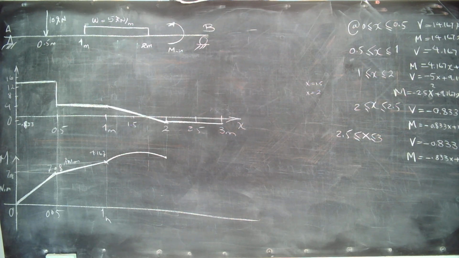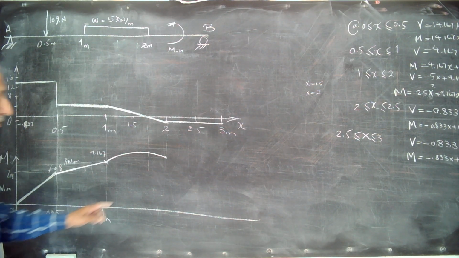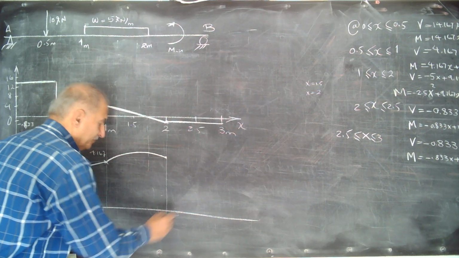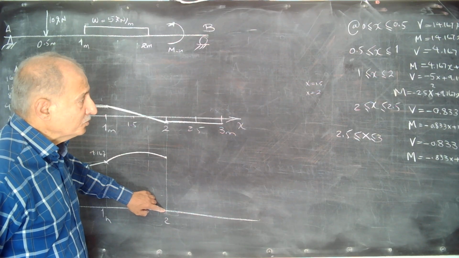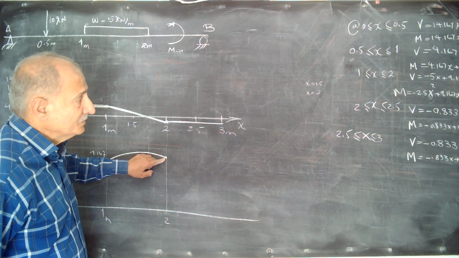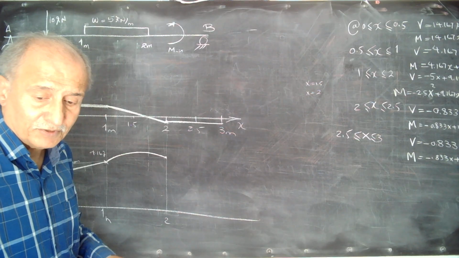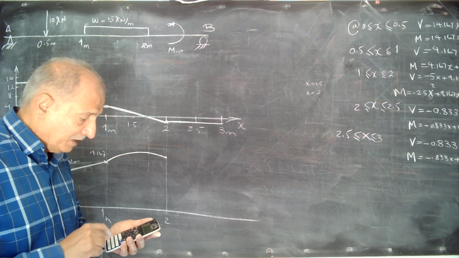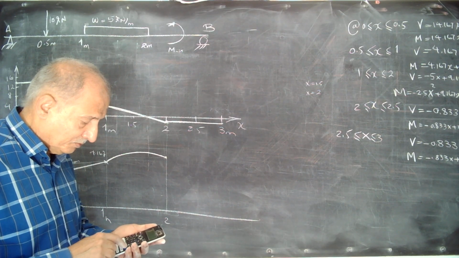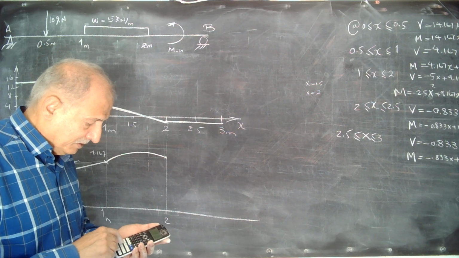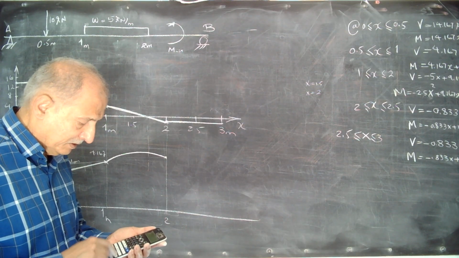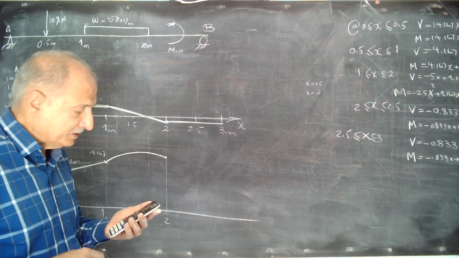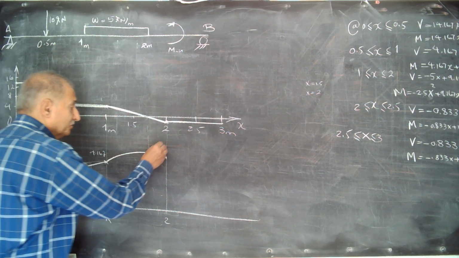Then between 2 and 2.5, it is minus 0.833x plus 12.5. If I multiply by 2 and add 12.5, I reach this one. I wanted the value here: 12.5 minus 2 times 0.833 is 10.831. That's valid.